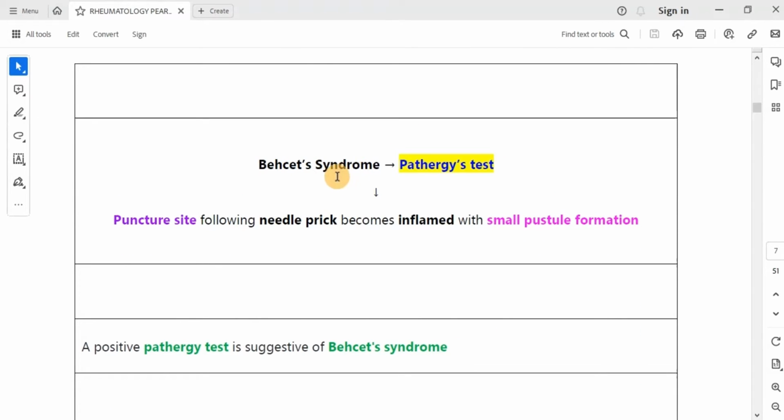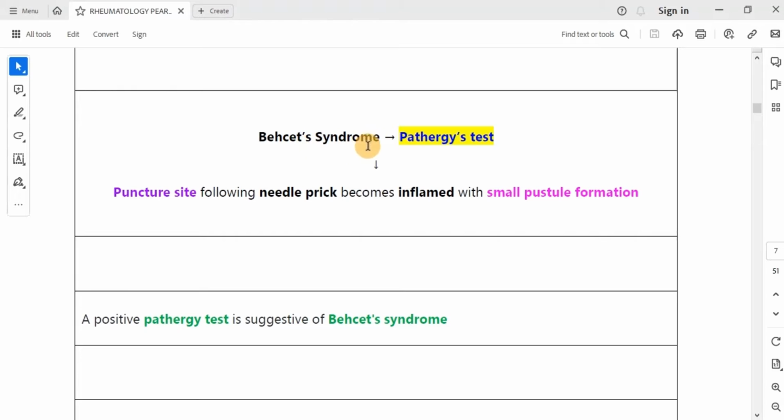So Behçet's disease. Behçet's disease is also known as the oculo-oral genital disease, which is more commonly seen in the Mediterranean patient, and usually the age of the patient should be around 20 to 40. They may also come up with the features of a deep vein thrombosis or hypercoagulable state, and the shin lesion is also more commonly seen.